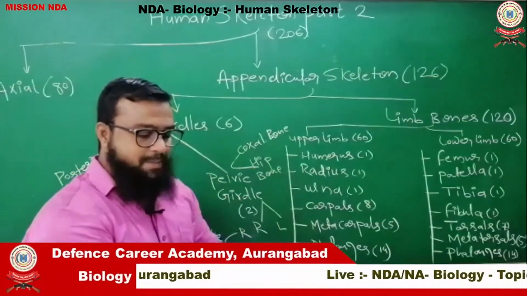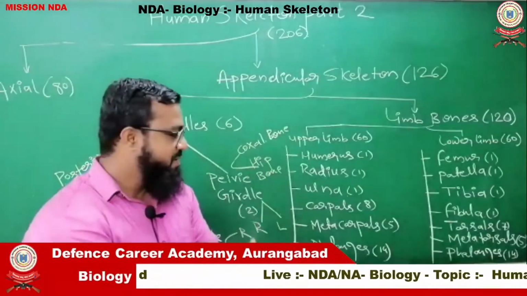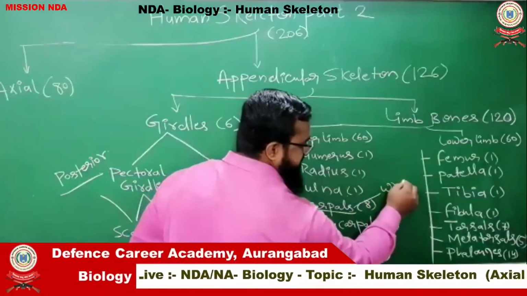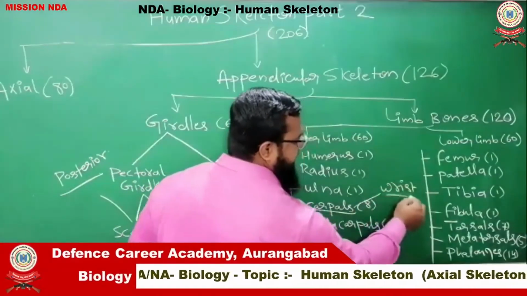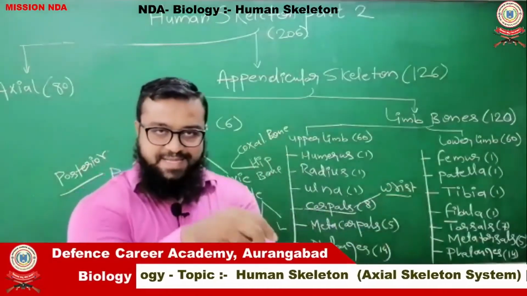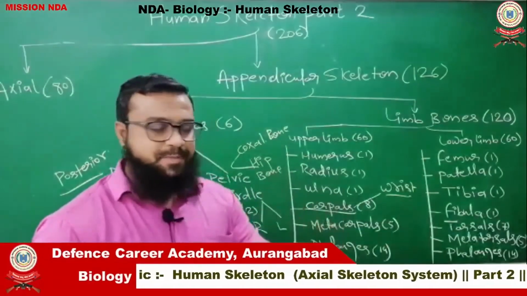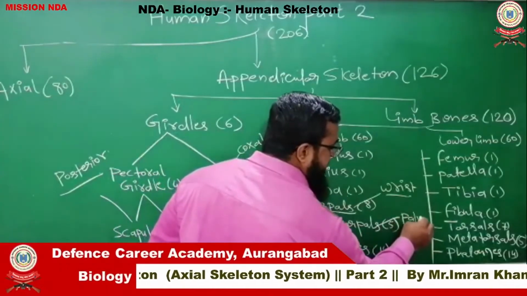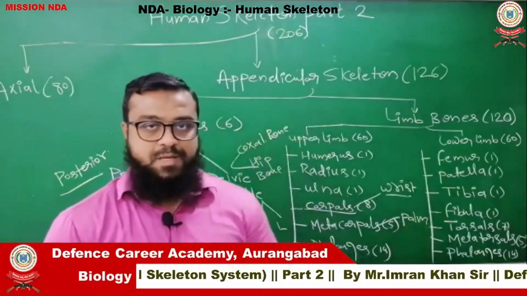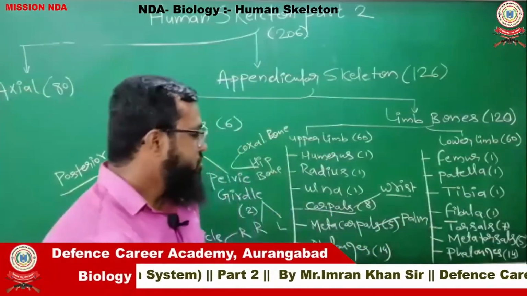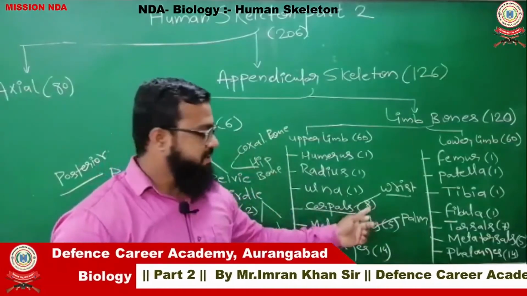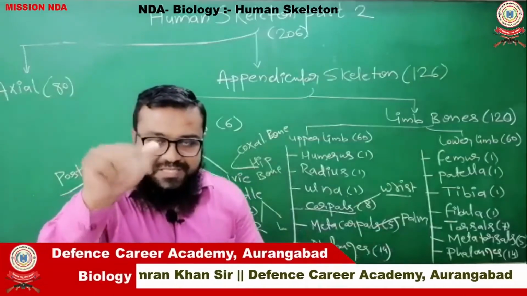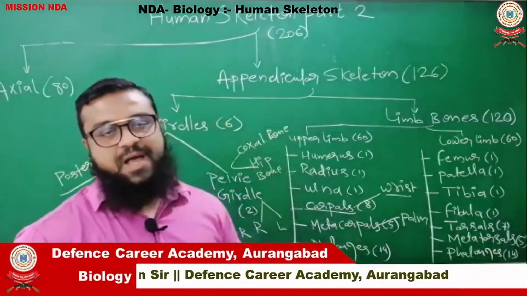Carpus is the wrist bone. The carpus is present in the wrist. The metacarpus is present in the palm. Carpus 8, metacarpus 5, and the phalanges 14. How does it make 14?